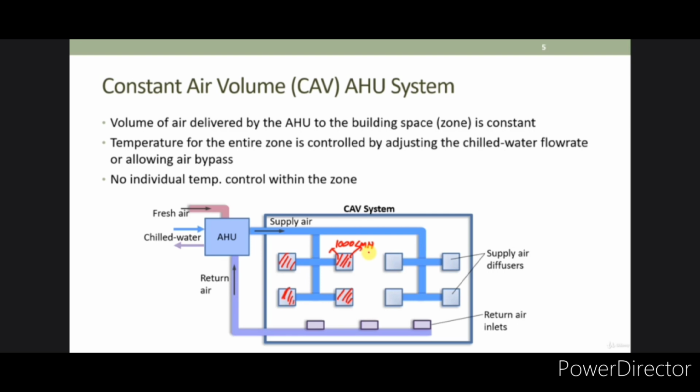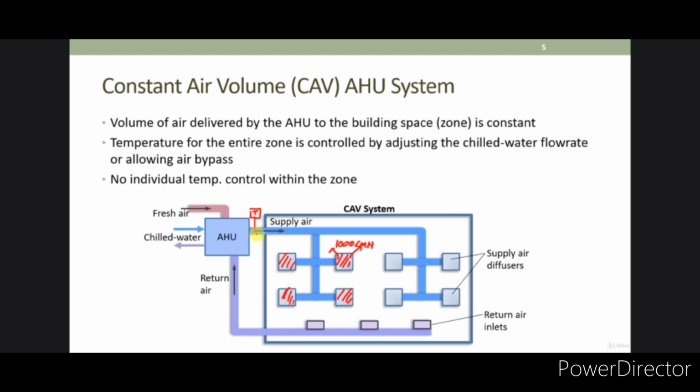Okay, so you may be wondering, then how am I going to control the temperature? Let's say inside this room, the load starts to reduce during the evening time, and the temperature sensor picks up that it's getting colder and colder in the room, and you are still supplying so much cold air inside. So how are we going to change the temperature? The answer is very simple. There's a temperature sensor at the supply air duct.